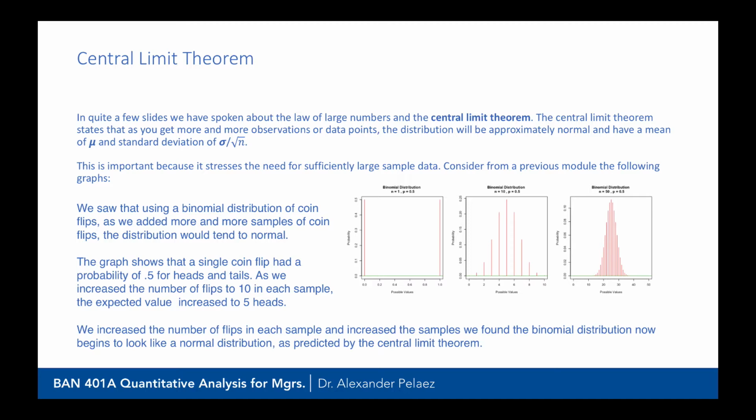From a previous module, we had the following graphs when we were talking about the binomial distribution. We could see that as we added more flips and we had more trials, in the middle we had 10 trials of 50 flips, and the second one was 50 trials of 50 flips. And we could see the normal curve starting to appear. And so as we increase the number of flips in each sample and increase the number of samples, we could find the binomial distribution now begins to look normal, as predicted by the central limit theorem.